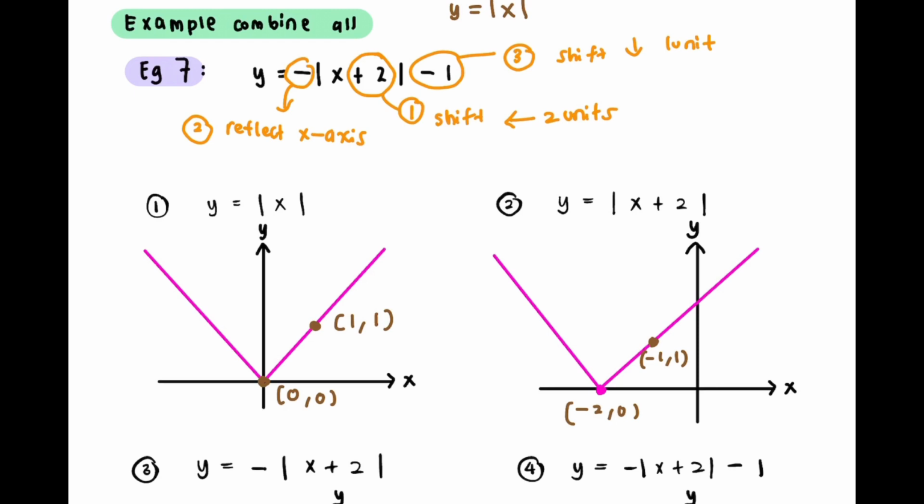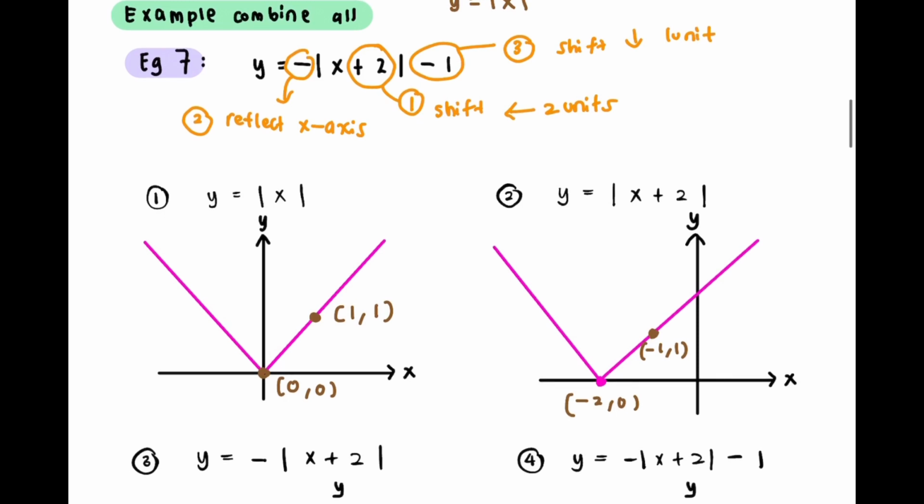And then one more compulsory thing is for you to write the explanation. Okay, so what is the explanation here? What happened to this graph? Shift to the left. How many units? 2 units. Okay, make sure you have the 3 things.